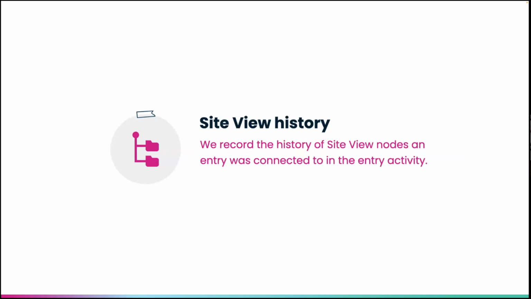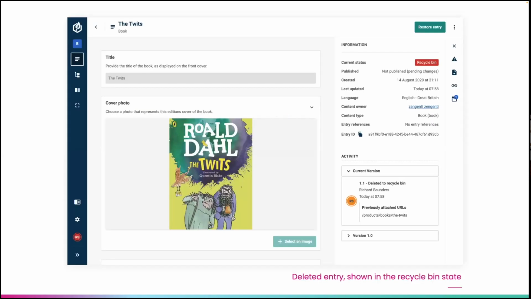Obviously, entries now can be attached to site view, and when an entry is linked to a site view node, when you delete that entry and maybe come to restore it at a later date, you're going to want to know actually where was this entry attached. Now, site view can get really complicated in terms of supporting language variation, multi-language sites. An entry can be attached to more than one site view node. So when you restore an entry, we don't restore it back to the tree, but we give you an indication of where that entry was previously attached in the entry activity panel that you can see here on the right-hand side.